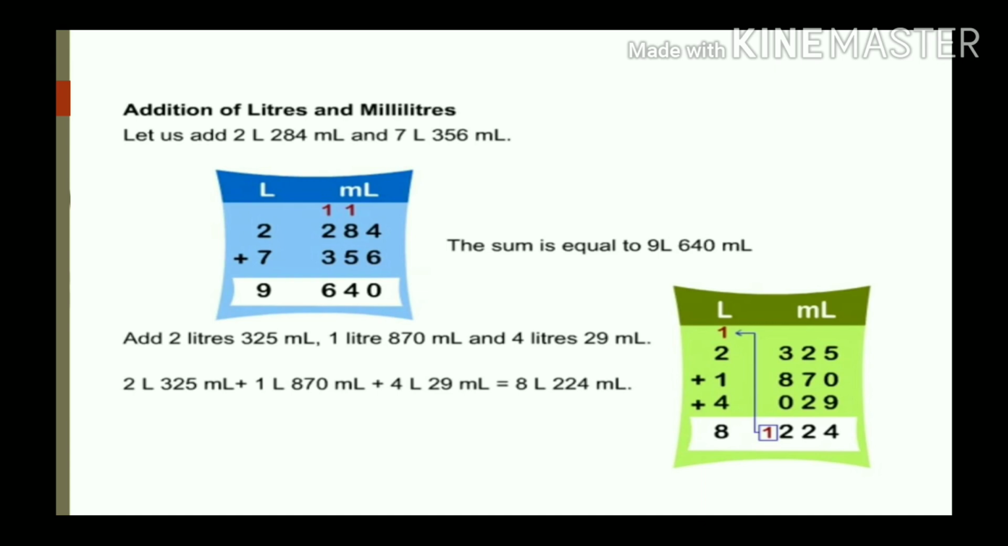Now, after that, you have to add the liter column. So in liter column, we have to add 1 which is carry over, 2, 1 and 4. So after adding all of them, you get 8. Therefore, the sum of 2 liter 325 milliliter plus 1 liter 870 milliliter plus 4 liter 29 milliliter is 8 liter 224 milliliters.